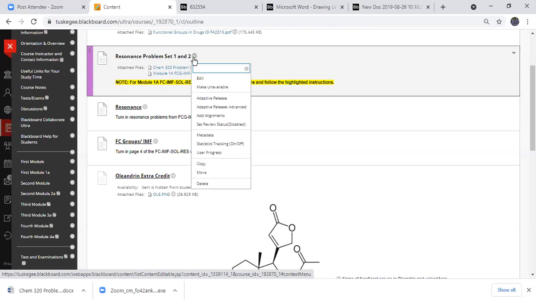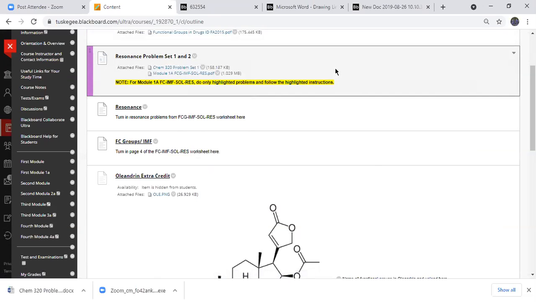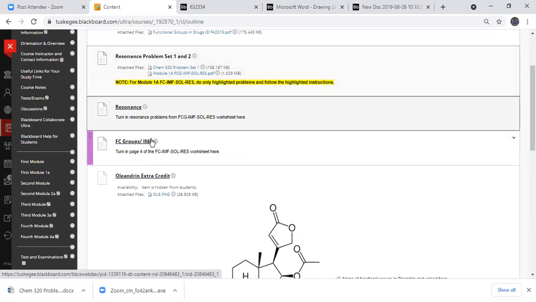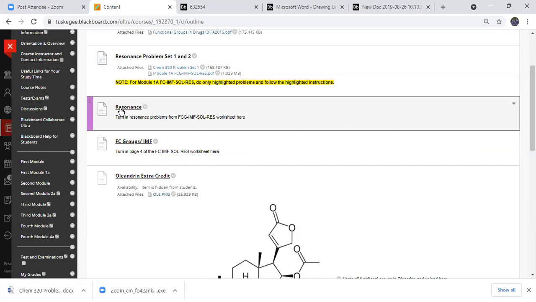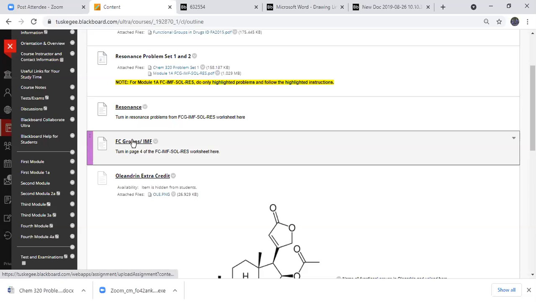Let me delete this document. Well, actually, I'm not going to delete it because you may want to use it for practice, that problem set 1. But the only thing you're going to turn in from these 2 documents is this module 1A, FCG, IML, solubility, resonance. I may have to go in and split that document up, or consolidate these 2 submission links instead of having them separate. But I'll have it figured out before Friday when you turn it in. All right.